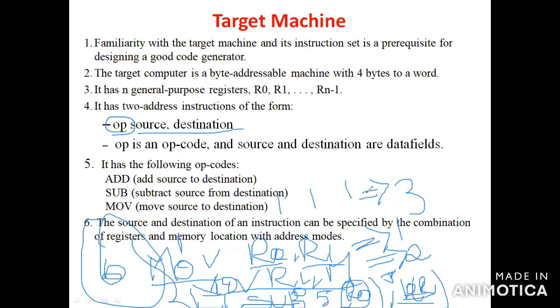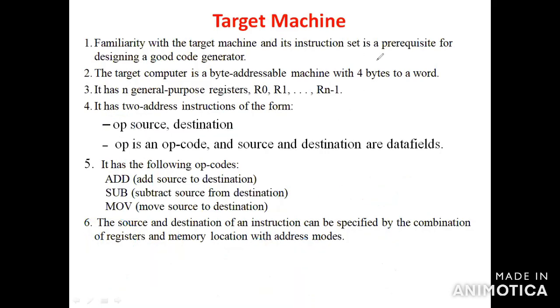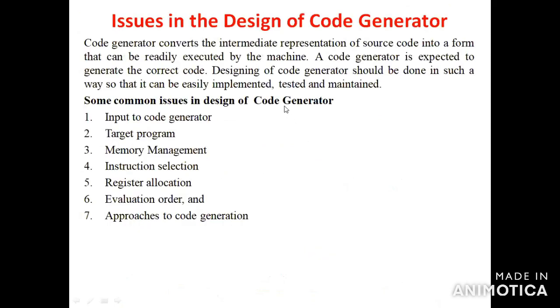So this was for the previous class. Now today's topic is issues in the design of code generators. What are the issues in the design of a code generator? These are common issues, and we are discussing four common issues in the design of code generation. This is also one type of Part B question.